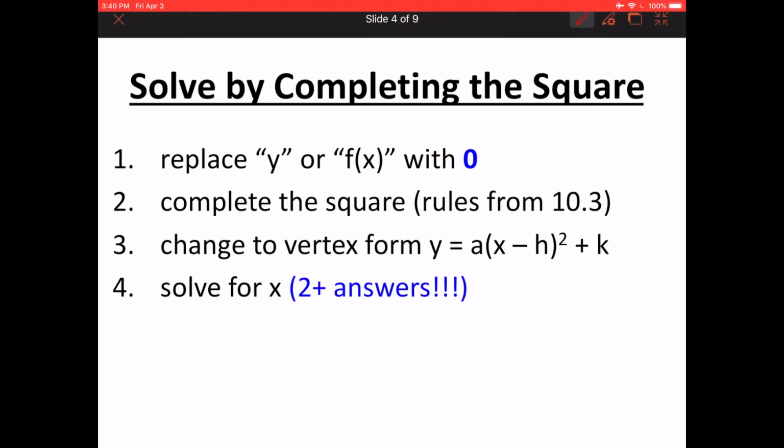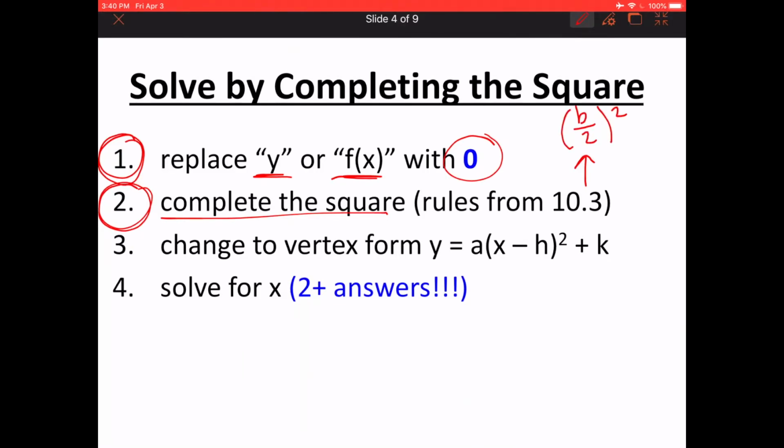Now let's take a look at another way of solving. We just solved by factoring. Now we're going to solve by completing the square. And the first step to solve by completing the square is to replace the y or the f of x with 0. Step 2 is to actually complete the square. We follow the rules from 10.3, which tells us to do b divided by 2 squared. And then we add that on the inside, subtract on the outside of the parentheses. Then in step 3, we change to vertex form, which looks like this. And then we solve and get 2 answers.